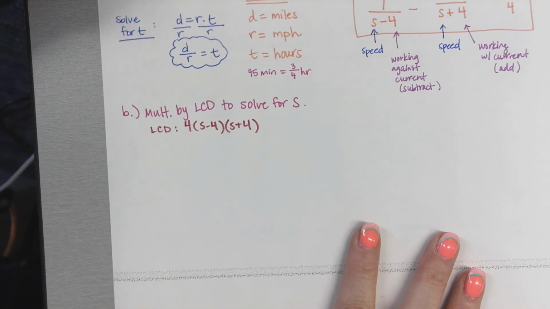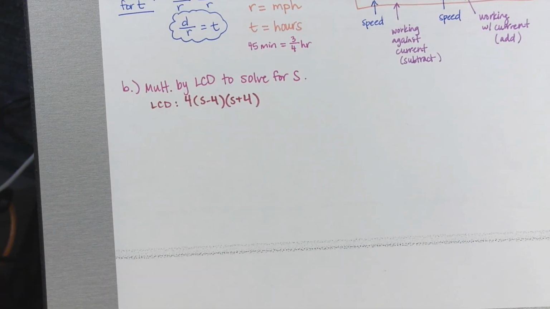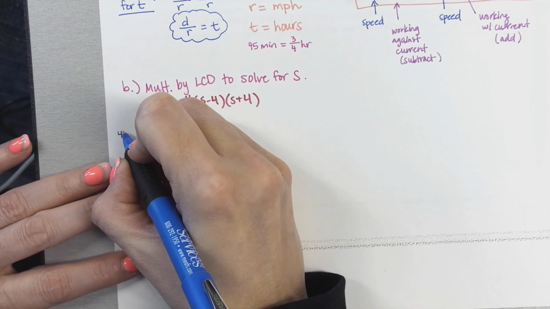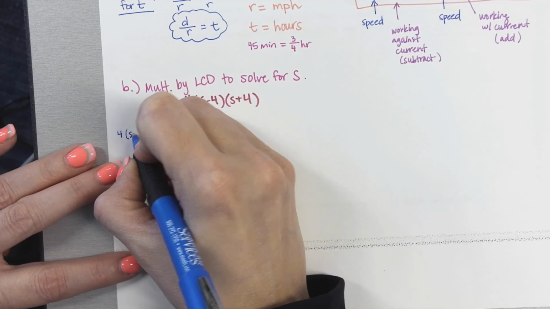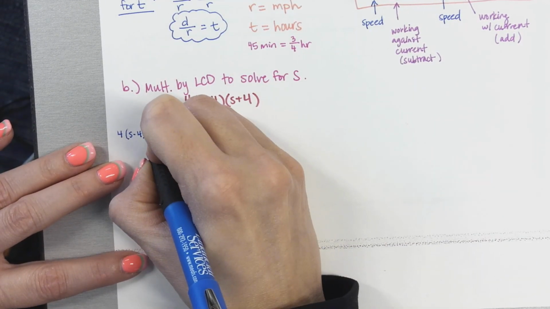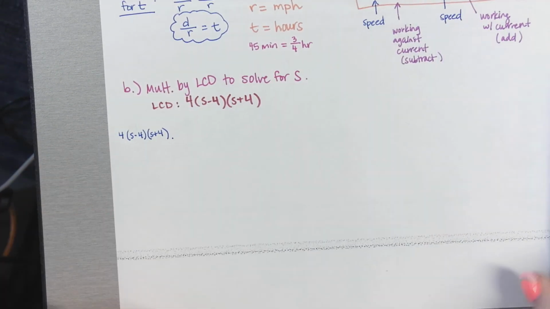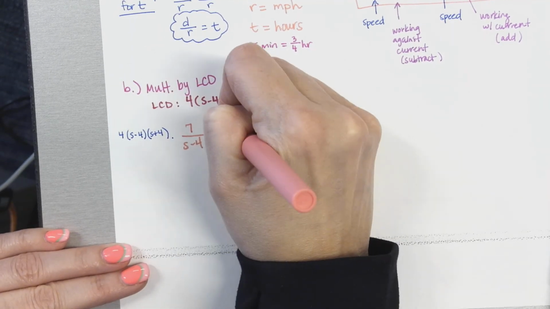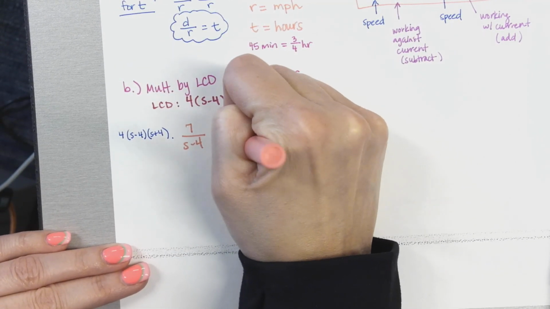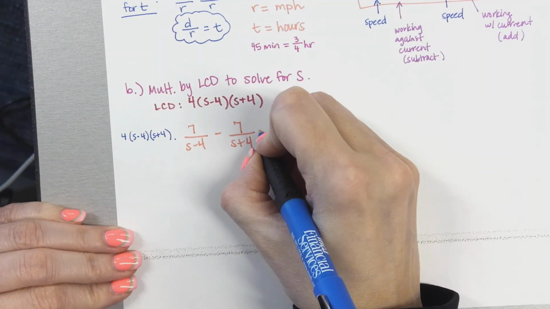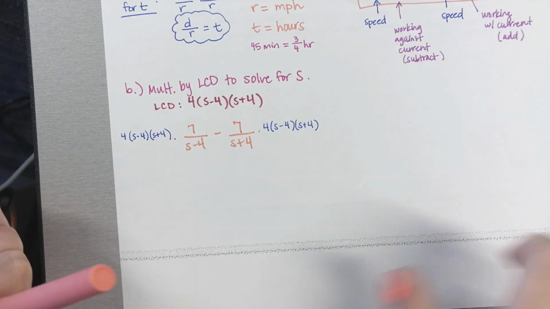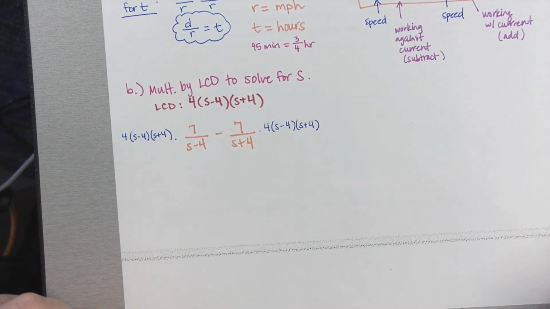Okay, and then yesterday we talked about how it is helpful sometimes to write out what you are multiplying by so you can cancel them out. So we are going to multiply 4 times s minus 4 times s plus 4 to 7 over s minus 4. We're going to multiply that LCD by the second part of the fraction as well.